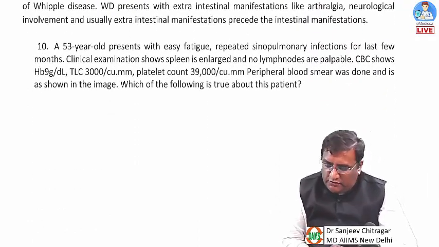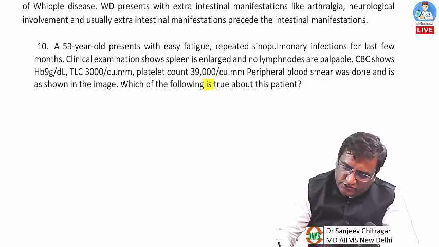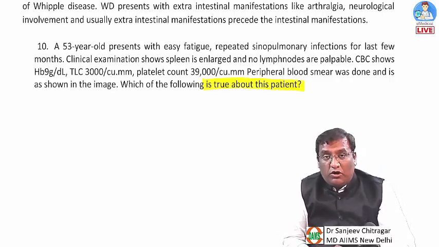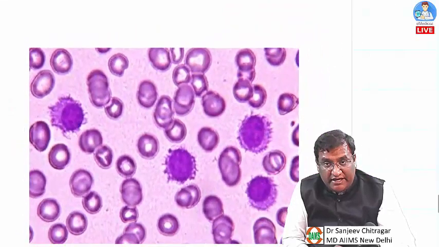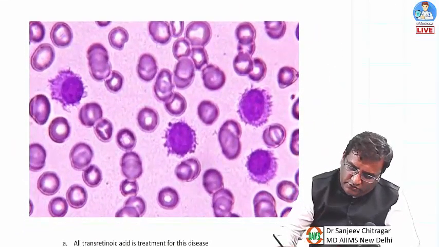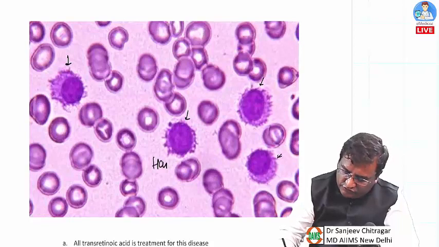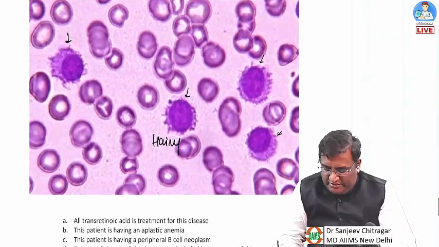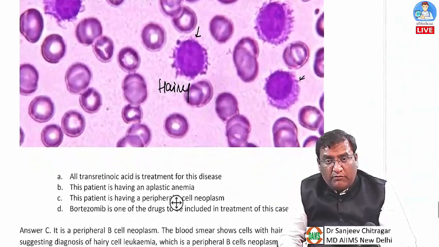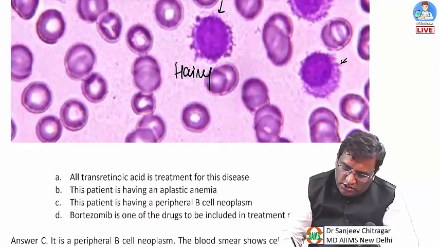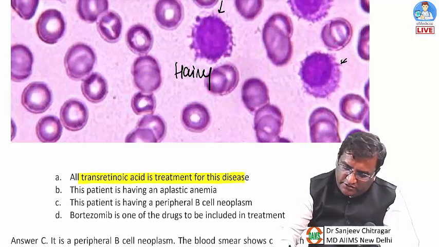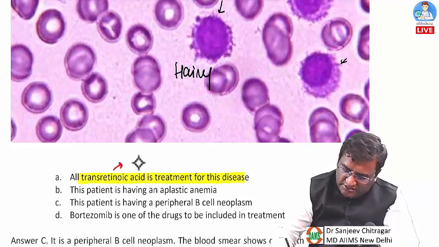Next, question 10. Which of the following is true about this patient? There is an image given. We are able to identify that this image is showing atypical cells. These are hairy cells, if you can identify. Anyway, if you are not able to identify, always look at the options. It will help you out. All-trans retinoic acid is the treatment of choice for acute promyelocytic leukemia.